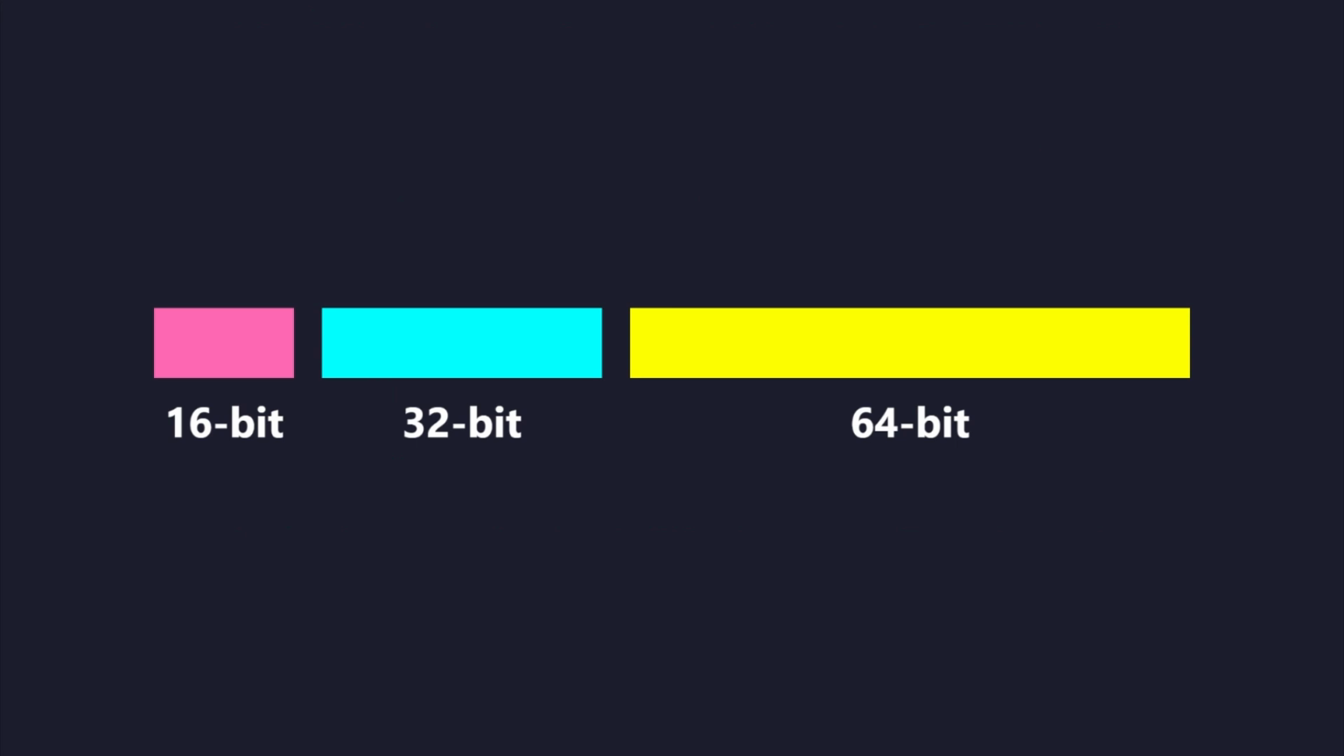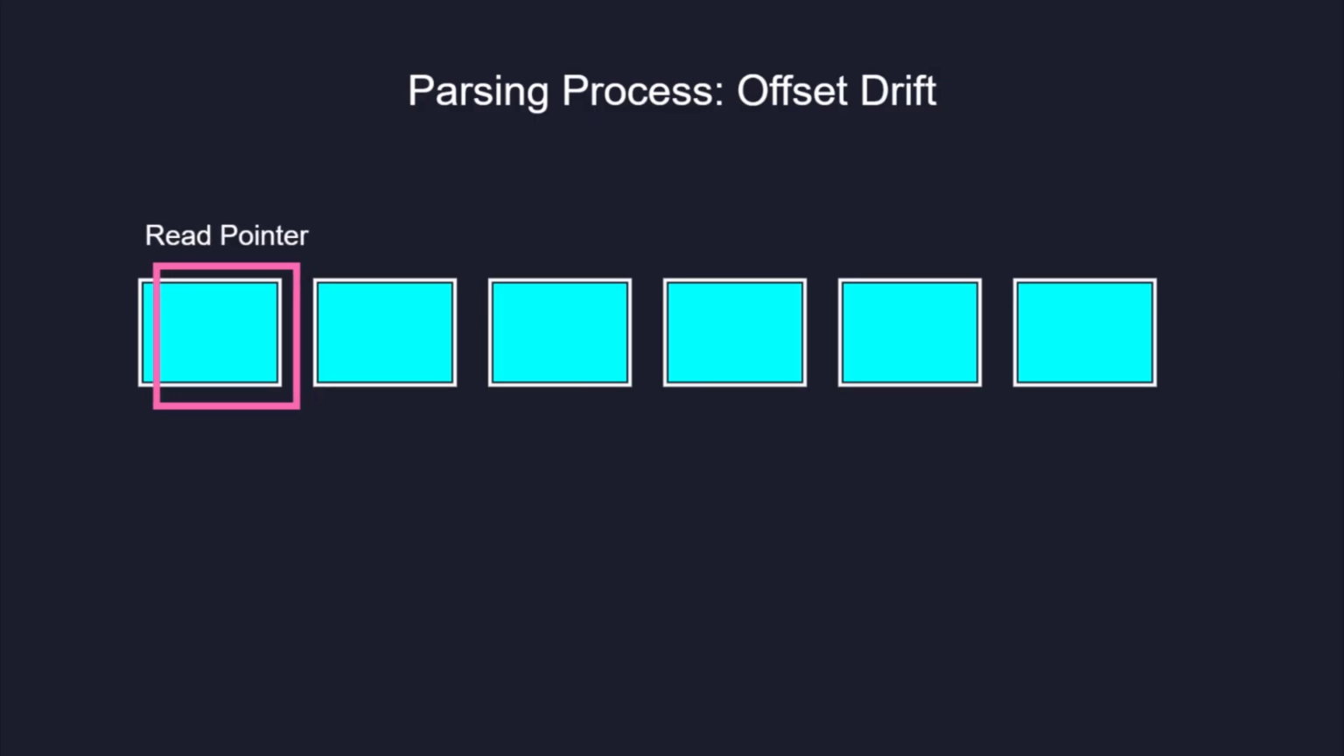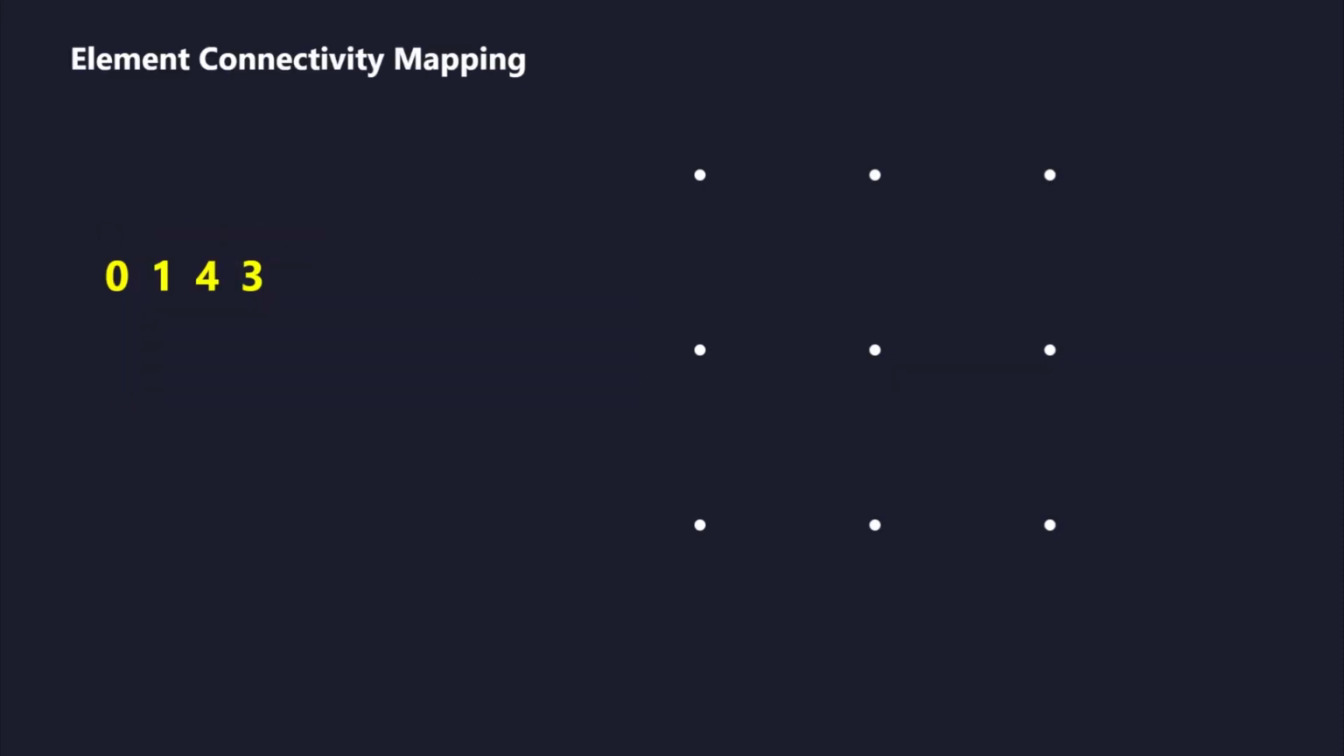Determine if node IDs are stored as 16, 32, or 64-bit integers. Large-scale models with millions of elements require 64-bit addressing, which doubles the width of the integer columns. Misidentifying the bit depth will cause an immediate offset drift that ruins the entire parsing process.